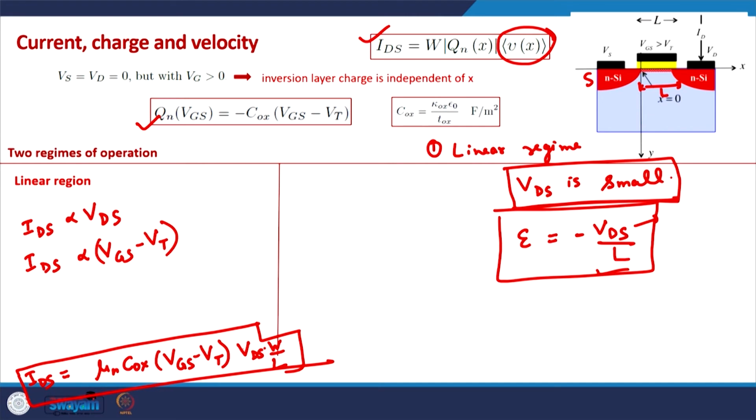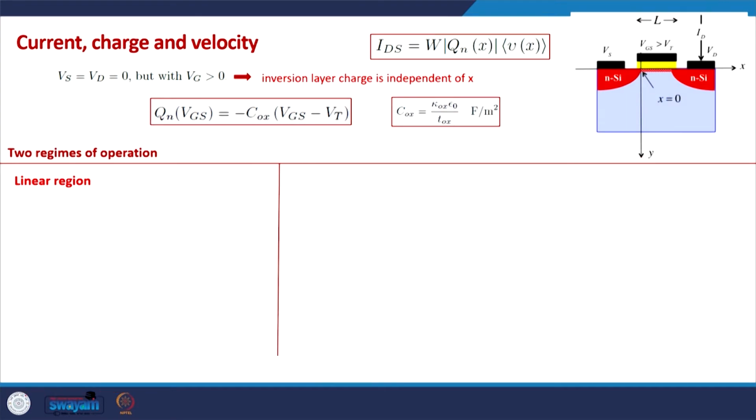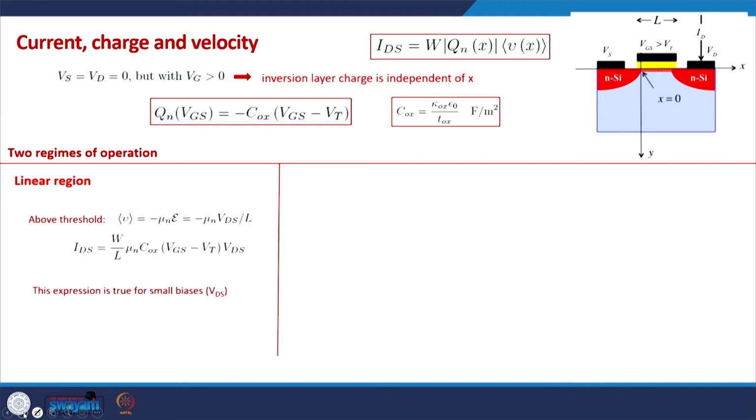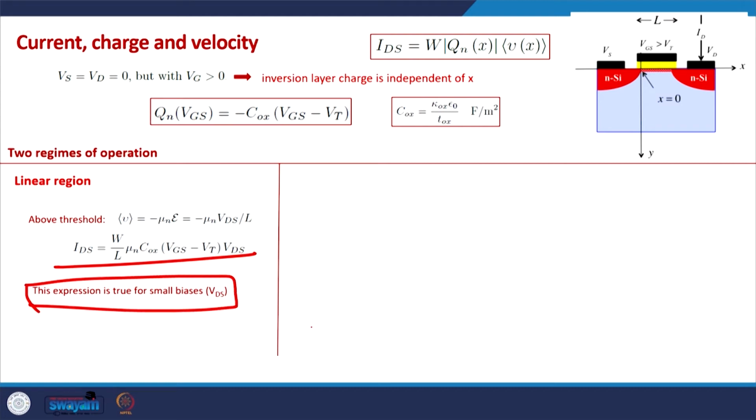Okay. So, in the linear regime, the current varies linearly with the drain voltage. That is why this regime is known as the linear regime. So, this expression is only true for small biases, when the VDS is very small.